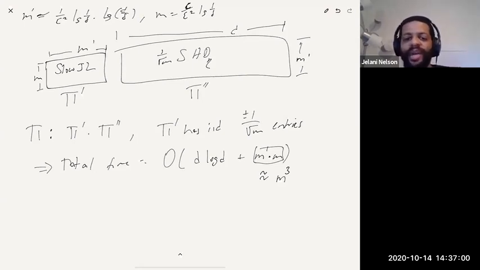But by doing that, they didn't have to apply the pi prime at the end. They could just analyze the whole thing in one go and get a very slightly better bound too. But it was still something like d log d plus m cubed. Okay, so that was the original AC paper, the AC06 paper.